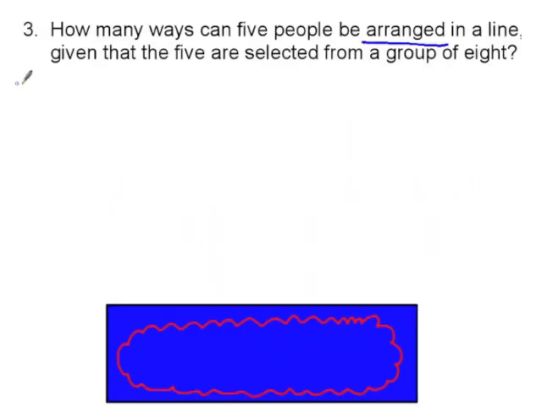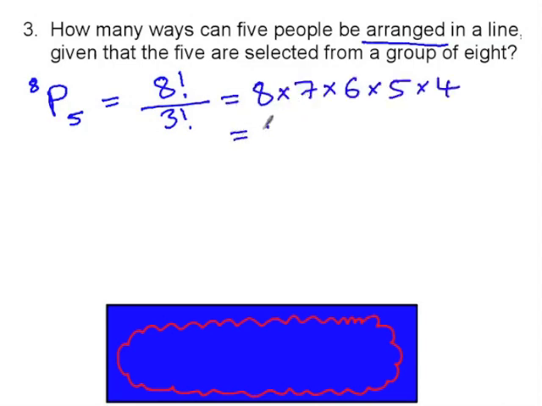There's a couple of different ways that we can approach this. Firstly is to just consider it as a permutations problem. So 8P5, and we know that the formula for that is 8 factorial over 8 take 5, which is 3 factorial. I know that 8 times 7 is 56, and 6 times 5 is 30, times 4 is 120. I'm just going to leave that there for a moment.